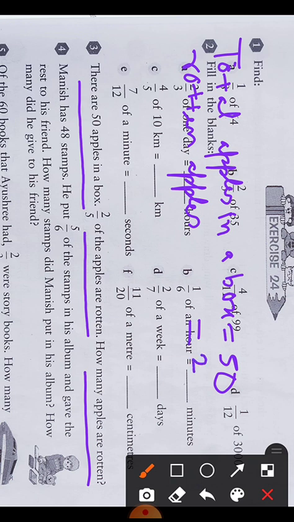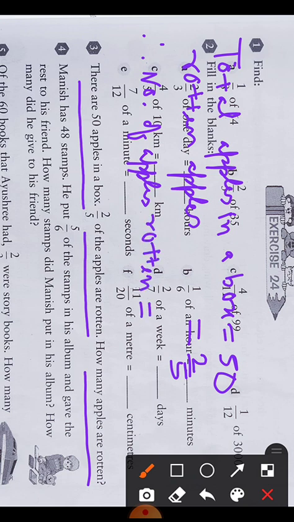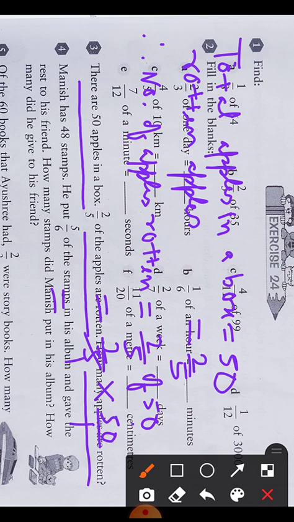It is 2 by 5. So how many apples are rotten? Therefore number of apples rotten is equal to how much? It will be 2 by 5 of 50. If we find 2 by 5 into 50 by 1, as you know, so directly you do 5 and 5 and 5 10 50. Now 10 into 2 will give you how much? 20. So 20 apples are rotten.